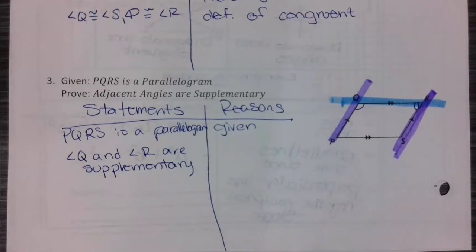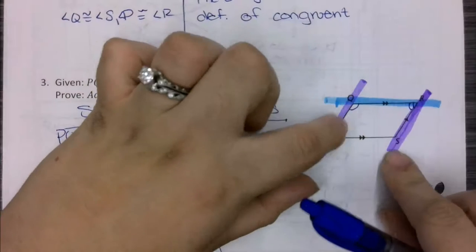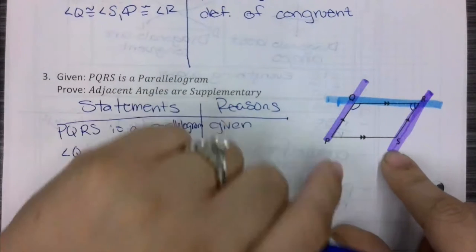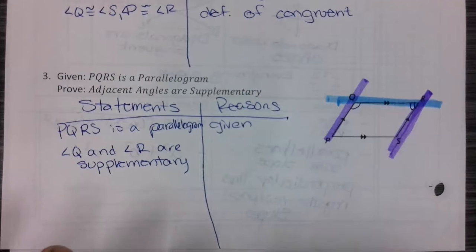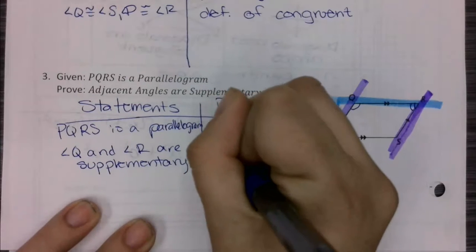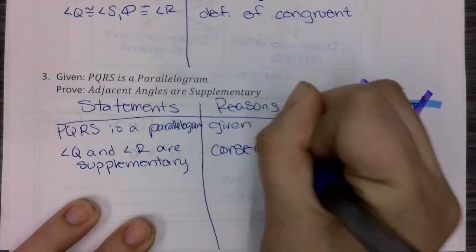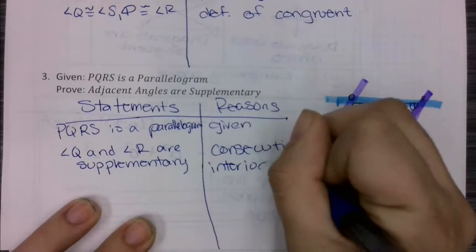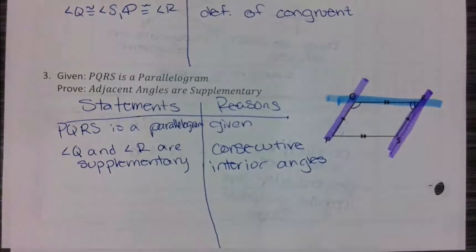Okay, so what kind of angles are these? Nobody remembers this type of angle pair? No? Okay, so they're inside the purple. Something interior. Thank you. Starts with a C. Consecutive interior. You have to review them. That's why we're going through this again.